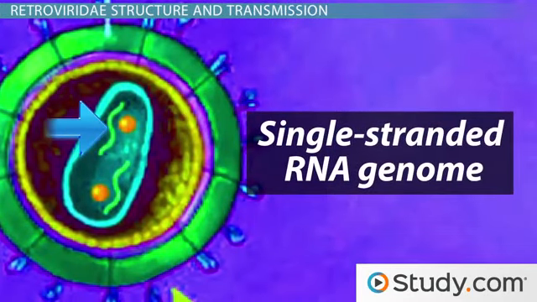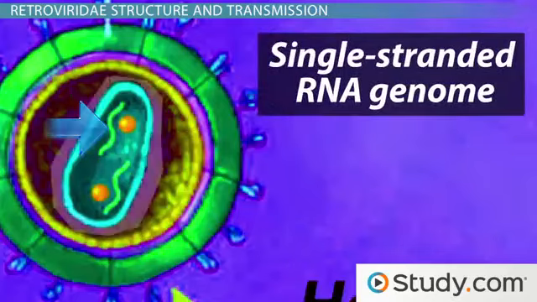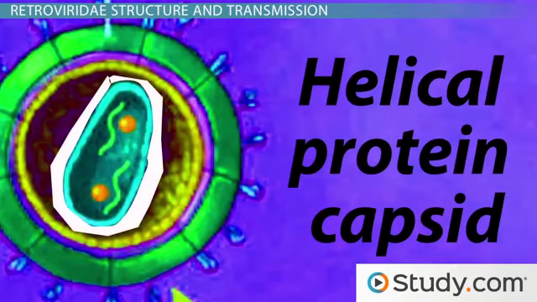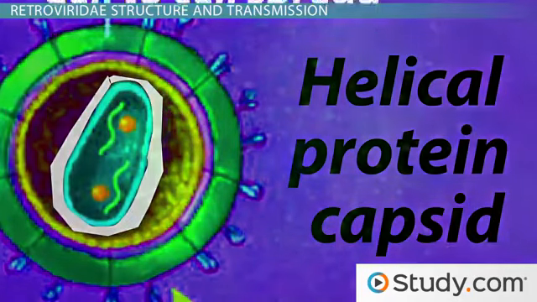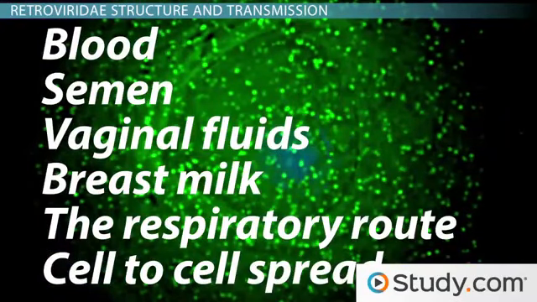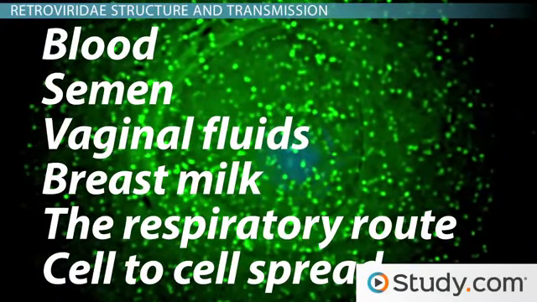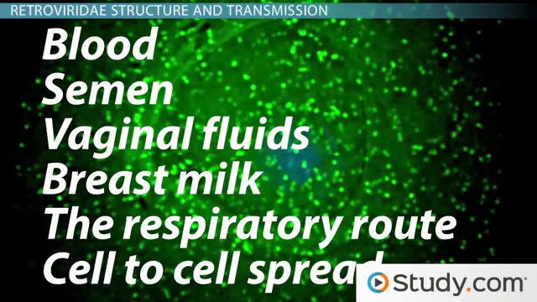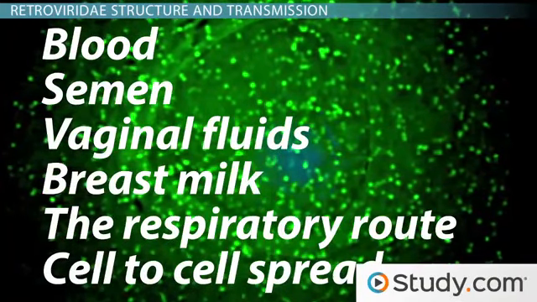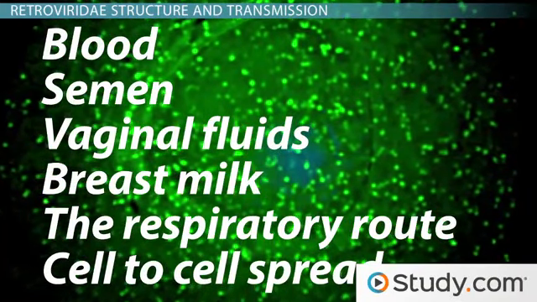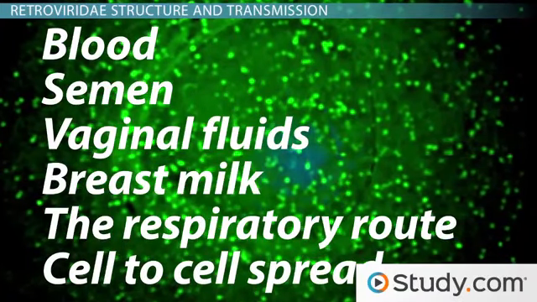The viruses in this family have a single-stranded RNA genome that's enclosed in an essentially helical protein capsid. This capsid is itself enclosed by an envelope obtained when the virus buds away from its host cell. Depending on which virus in this family we're talking about, these viruses can spread through contaminated fluids, such as blood, semen, vaginal fluids, and breast milk, the respiratory route, or by way of direct cell-to-cell spread once they're inside of your body.